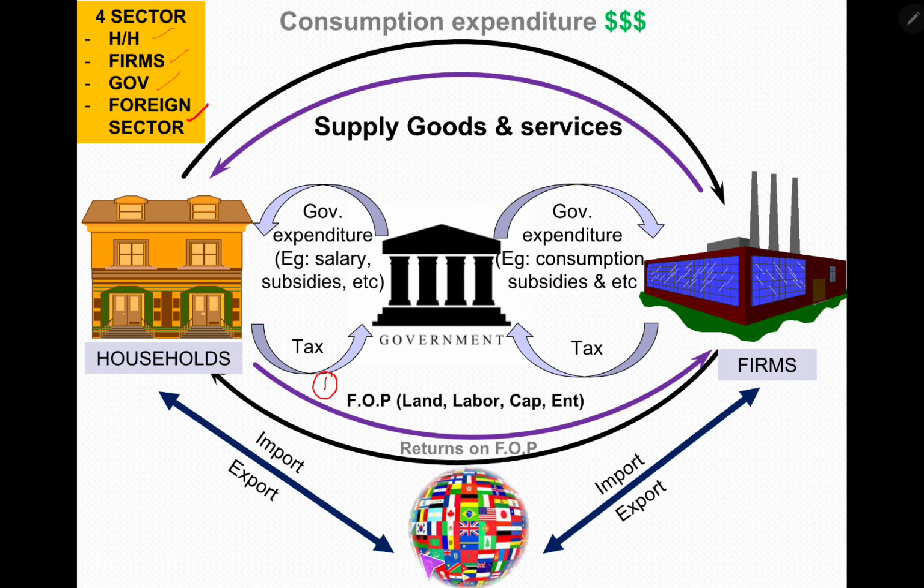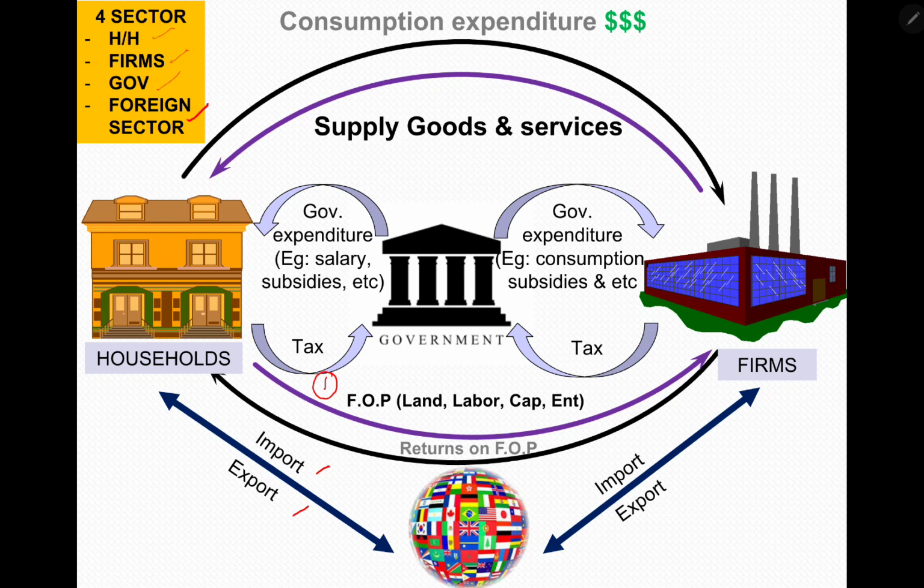And finally, for the foreign sector, what will happen is that the household and the firms can be involved in international trade activities through import and export activities. So import means the household buy product from the foreign country, and they will receive the item, and in return the money will flow out of the country. While if they export the goods to foreign country, in return they will receive income.